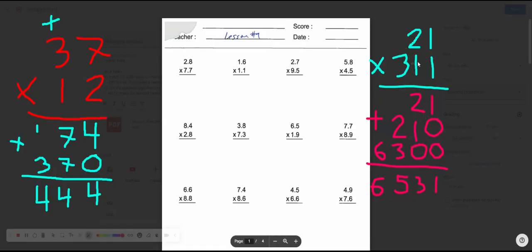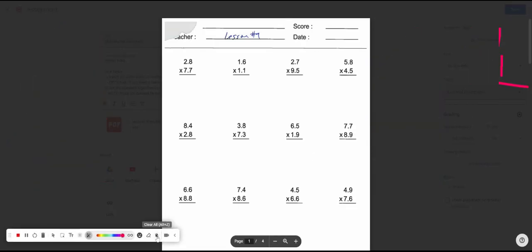So if I was doing this question, I might want to reverse the order of these and write 311 on top, 21 on the bottom. You will end up with the same product. The order doesn't matter, but it will save you a little bit of extra work. Kind of cool. So there you have it. There's a refresher for the standard algorithm.